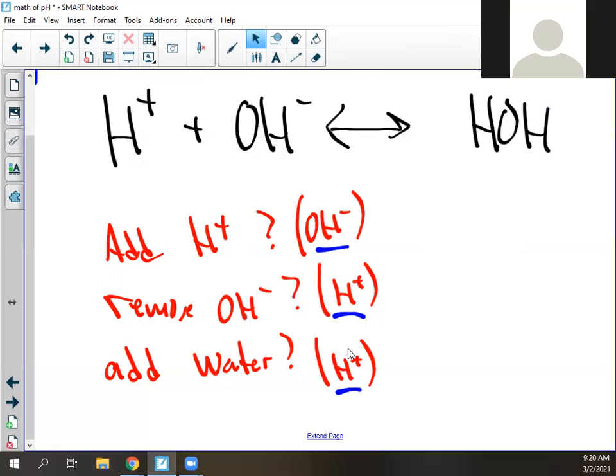Just put an arrow. All right, put up and down arrows. You just got 3 of them. See if you can figure that part out.